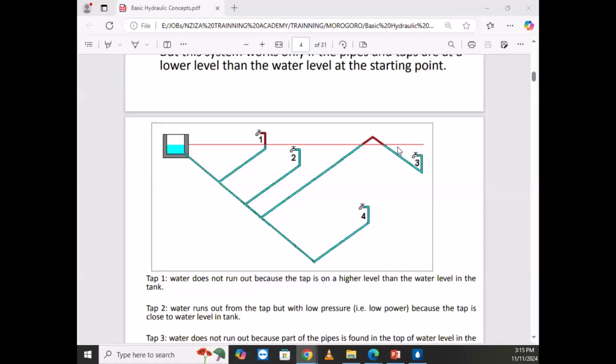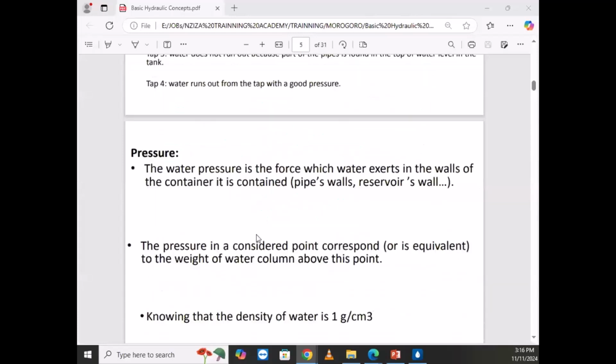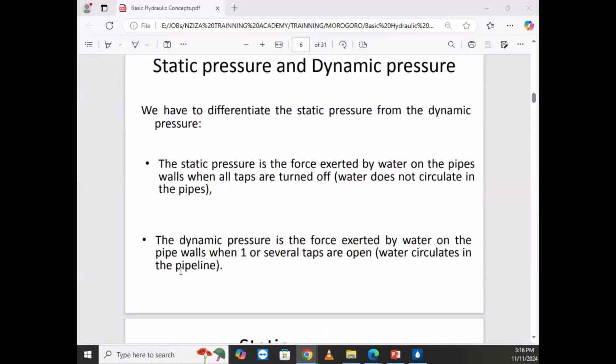By having a tank here, when water is not moving, we will find water reaching a straight line at the same elevation as that tank. But when water starts moving, it's where the losses start being created. The dynamic pressure is the force exerted by water on the pipe wall when one or several taps are open and water circulates in the pipeline.